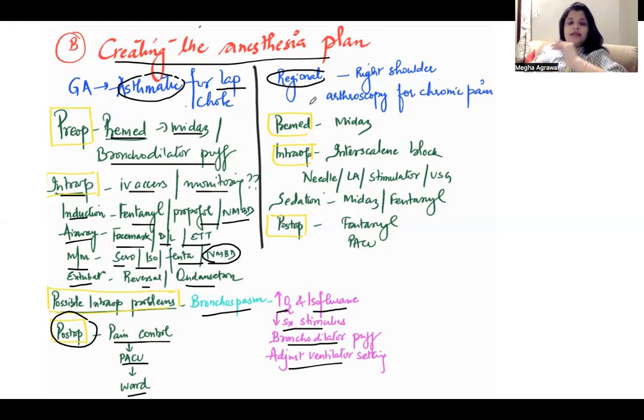So there is a block, interscalene, under which shoulder surgeries can be done. In the pre-medication, again, you want to give midazolam for anxiety, and intraoperatively, an interscalene block. So you have to plan previously, before you take the patient inside, because you have to prepare the needle, the local anesthetic has to be there, and the nerve stimulator or ultrasound, whichever mode we are using, has to be inside.